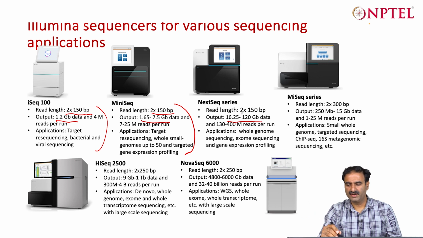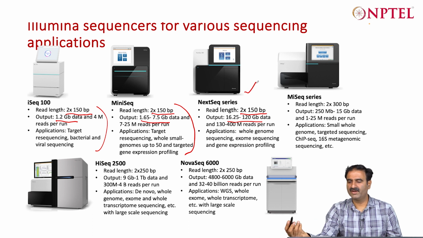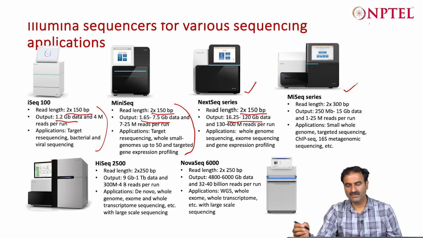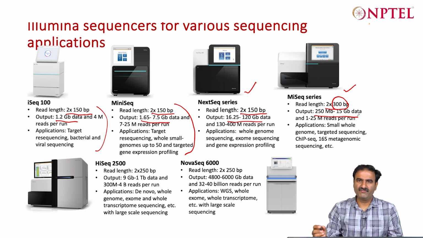Okay, and 2 into 150 it can produce, and relatively free of error. So this is one of the methods of choice for smaller labs. Then MiSeq, okay, the advantage is that it can produce longer reads, up to 300 base pair, but the data output is like 15 GB, okay, again for smaller labs.